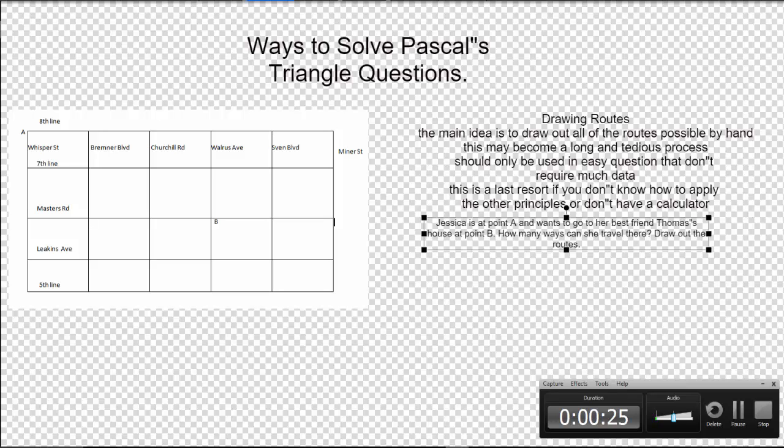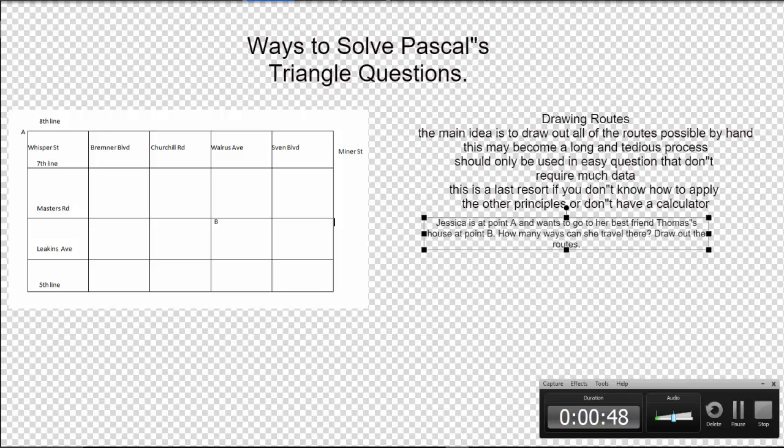So the first thing we're going to talk about is drawing routes. This is the first way we're going to be learning to solve these kinds of questions. The main idea behind drawing the routes, as the name suggests, is to draw every single possible route by hand. This may be a long and very tedious process because you have to think of all the ways to get from point A to point B.